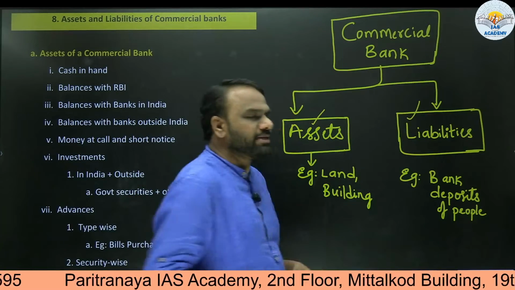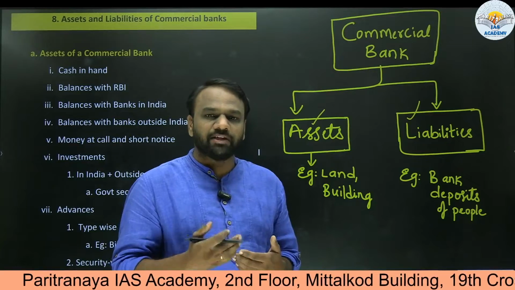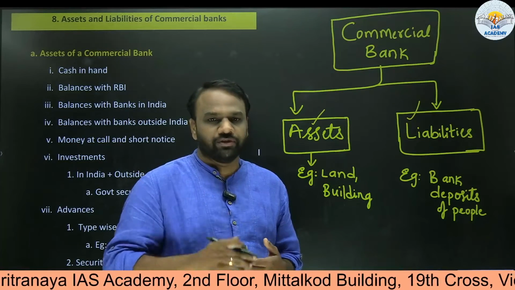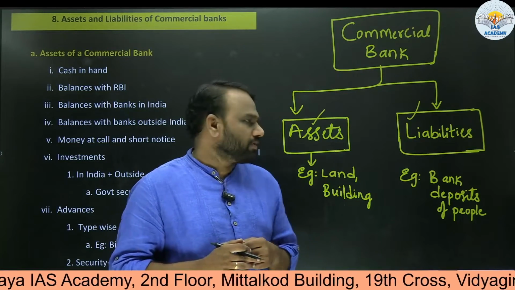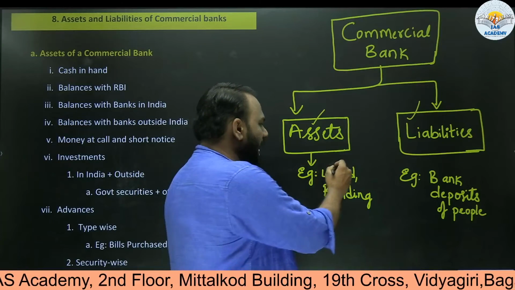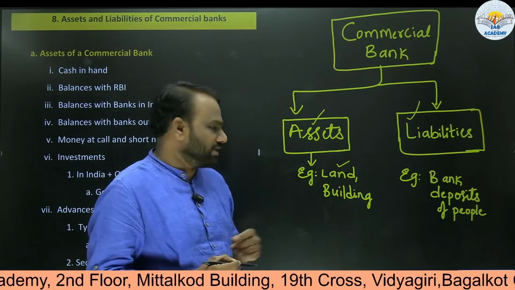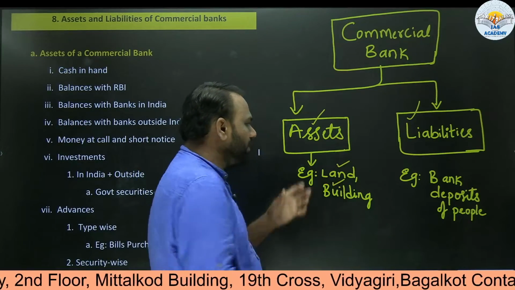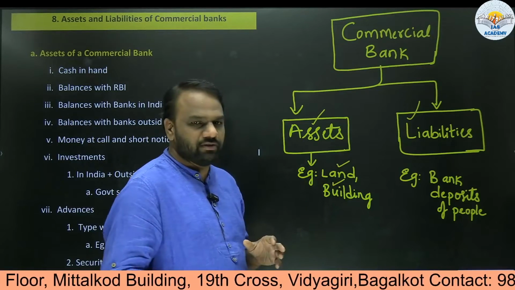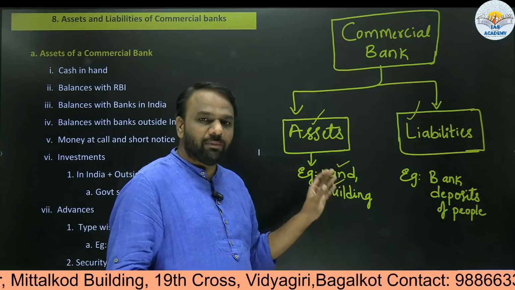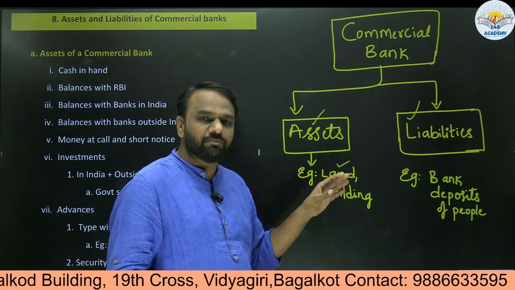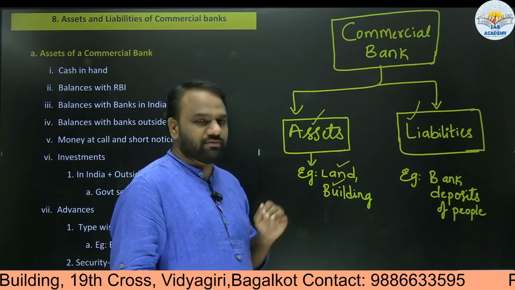So what are liabilities? Liabilities are the things which the bank is bound to pay anytime in the future. It has to return the amount. An example of an asset can be land. Land is an example of an asset. Similarly, the building which is owned by a bank. All these form part of assets. But these are just examples. We will be discussing in detail the various parts which are known as assets.